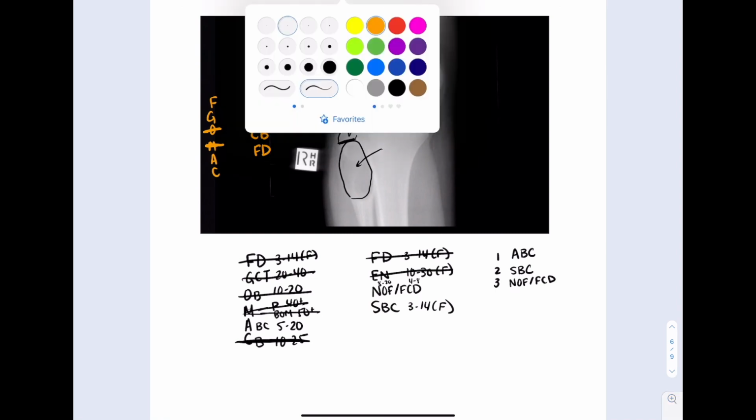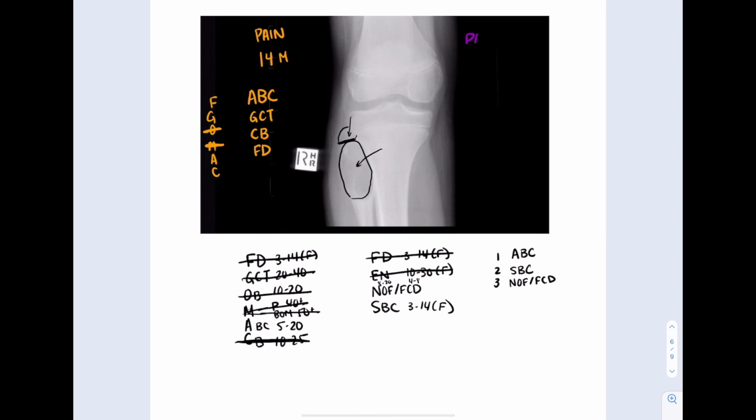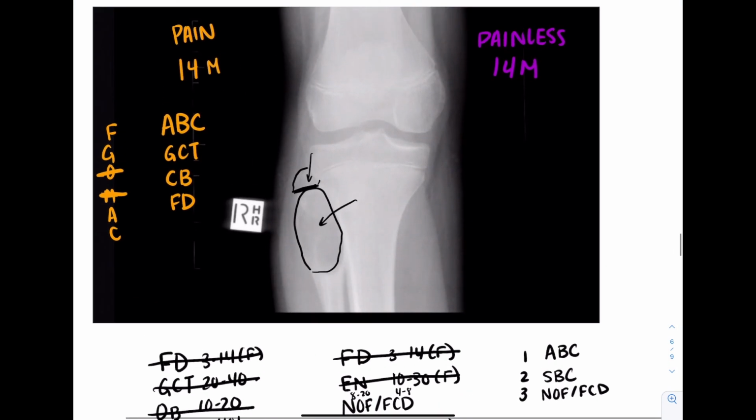Now, what if I said, let's do the opposite. What if I said this was actually painless in a 14-year-old male? Okay, well, now I get FENS.